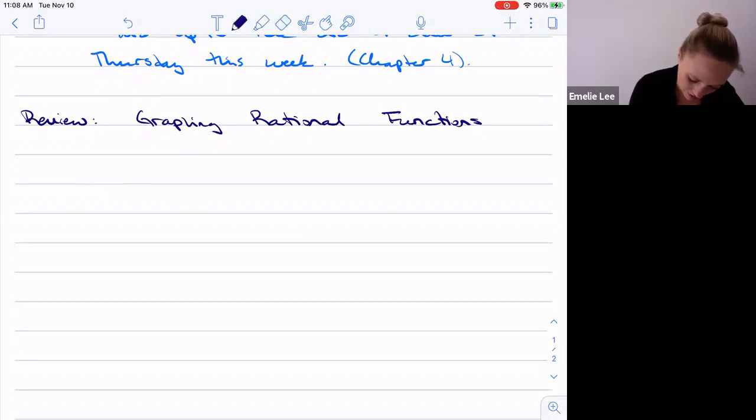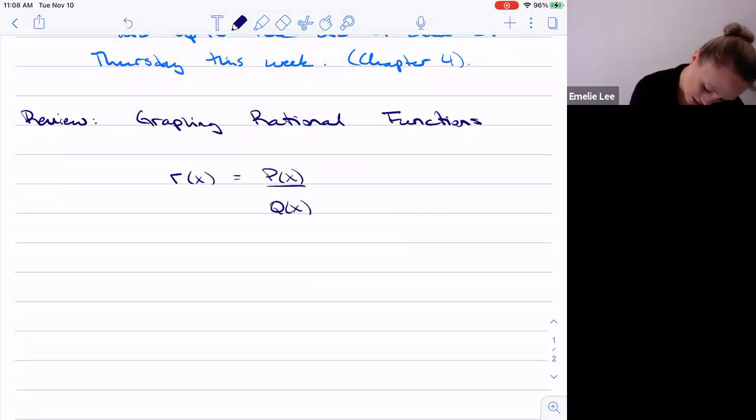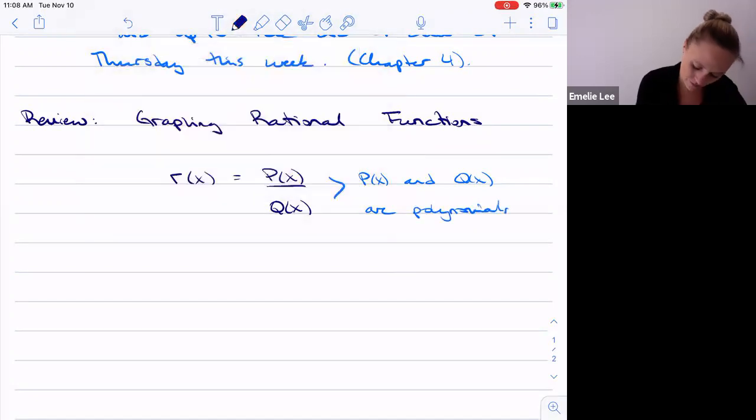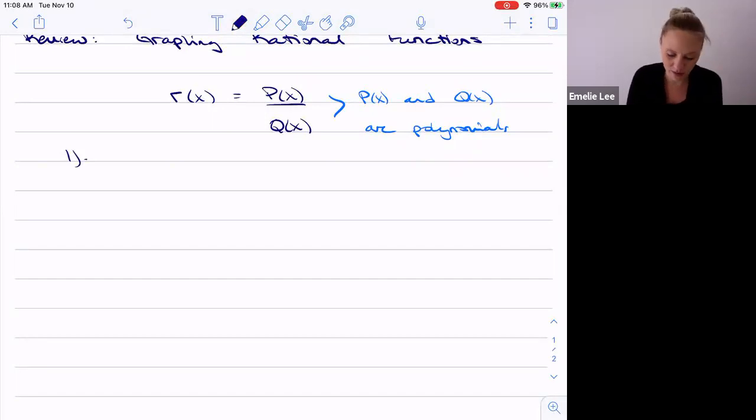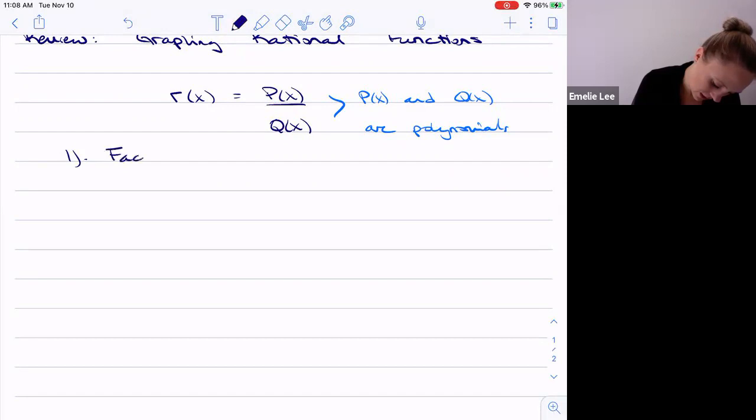Actually, let's establish the general form: R of x is P of x over Q of x, where P of x and Q of x are polynomials. First thing you have to do is, and we're assuming for now that P and Q don't have any factors in common, so it's already been simplified. And so the first thing we need to do is factor the numerator and denominator.